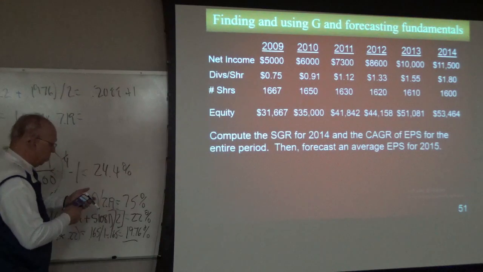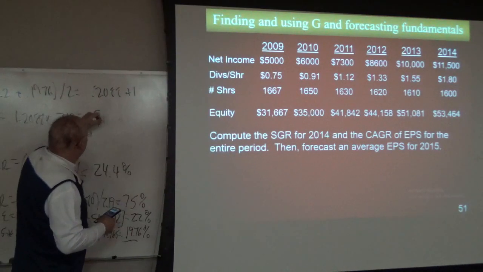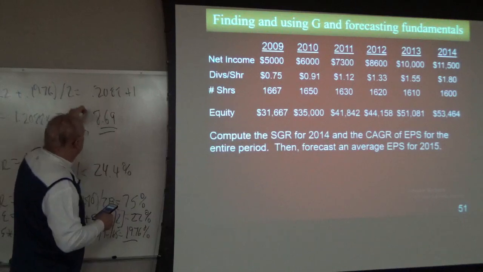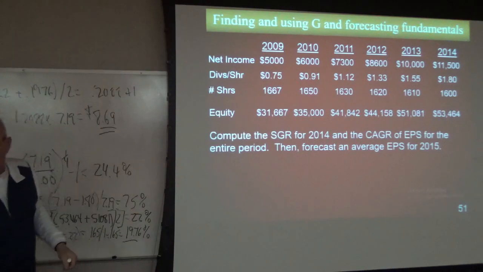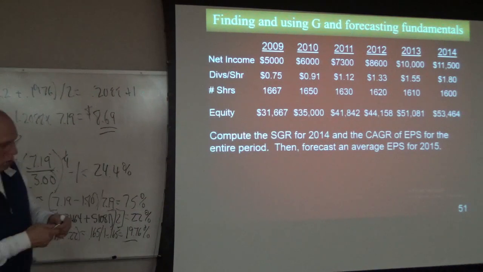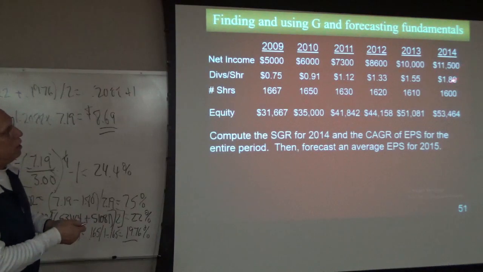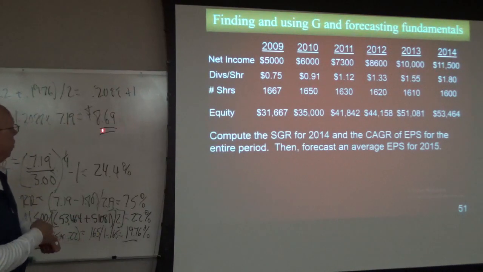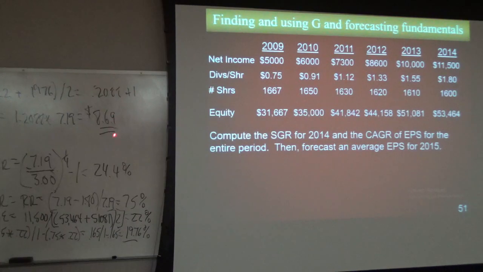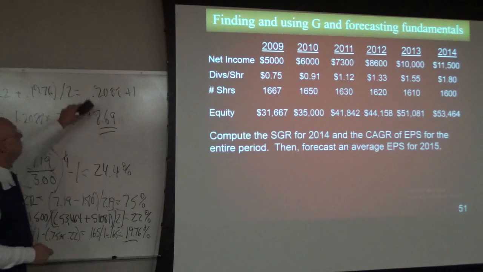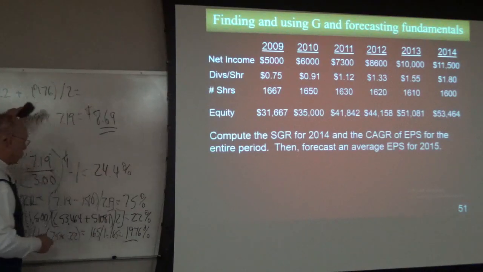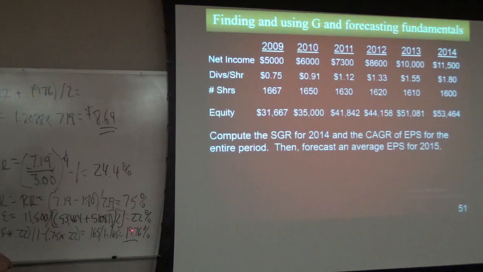And we get $8.69. That's our forecast for earnings per share for 2015, $8.69. So we calculated the CAGR of 24.0. I did something wrong. Here you go. I made a mistake. The 22% was our return on equity. That's not the right number.